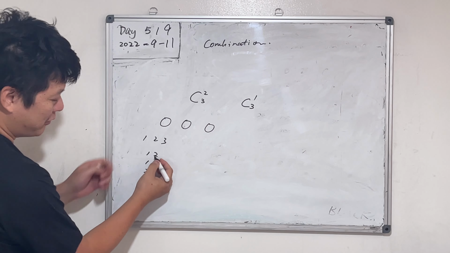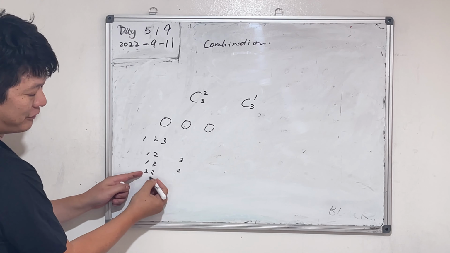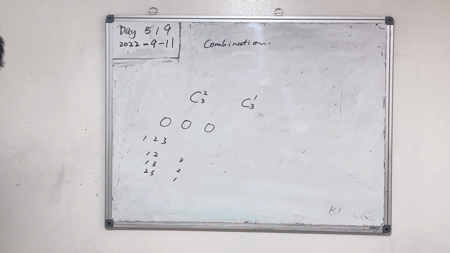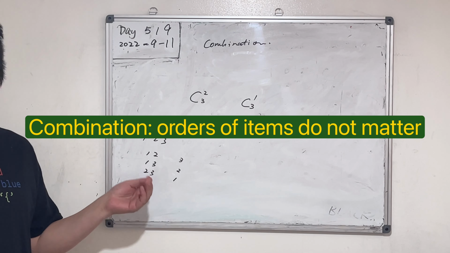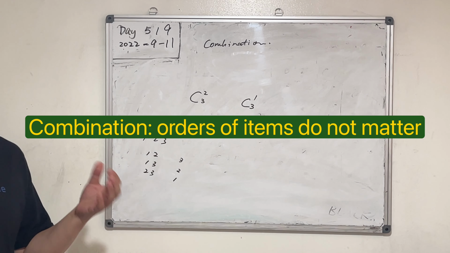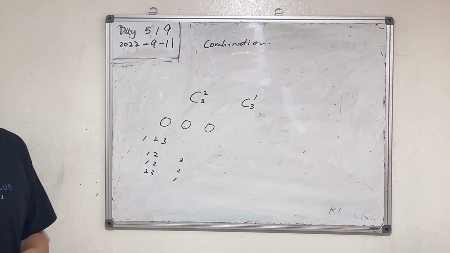When you pick 1, 2, you have 3. When you pick 1, 3, you have 2. When you pick 2, 3, you have 1. We talk about that, right? Combination: the items without orders. Picking 2 apples out of 3, we just pick it and we don't need to worry about the order of the apples.